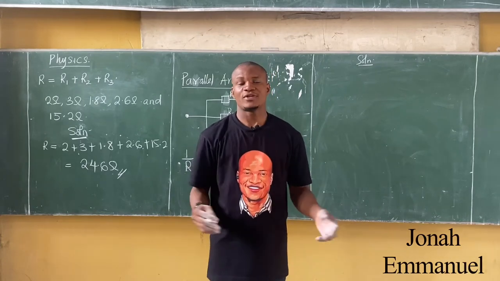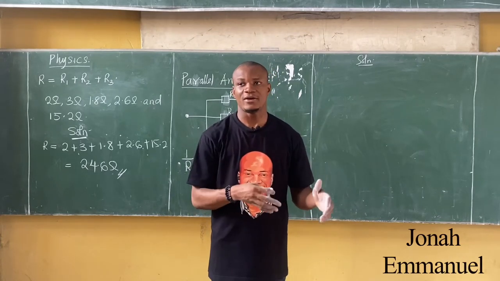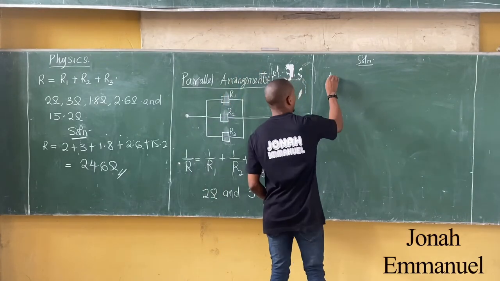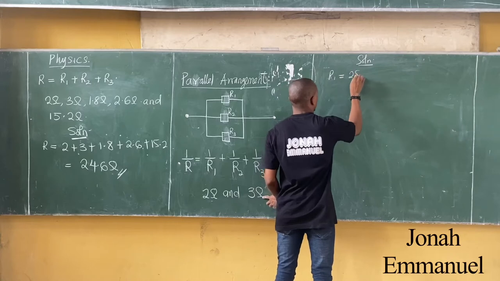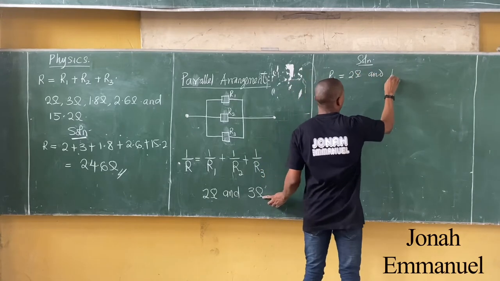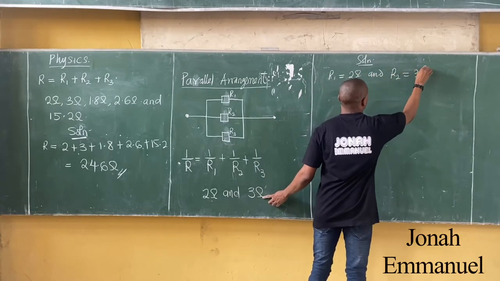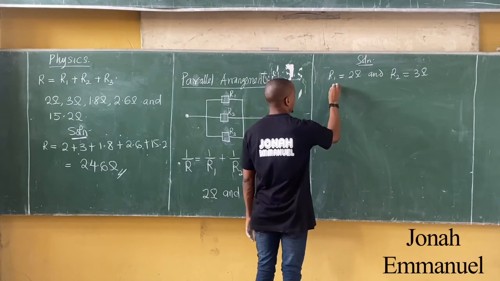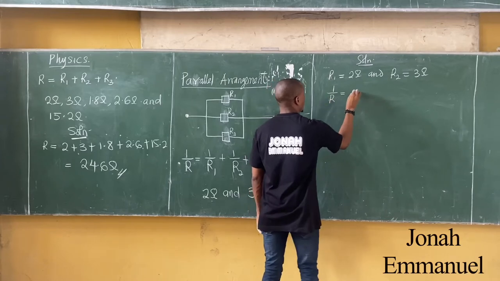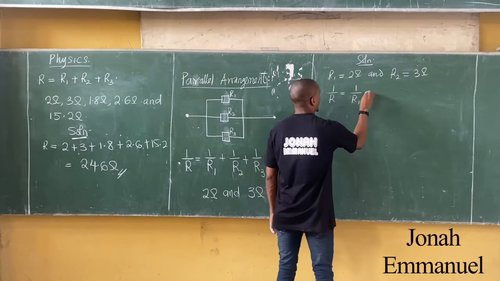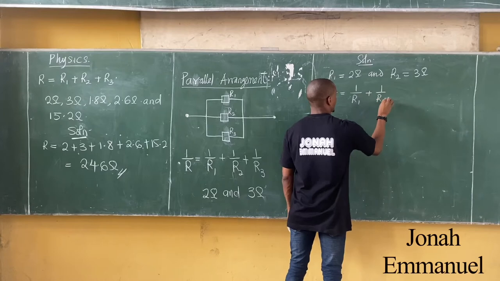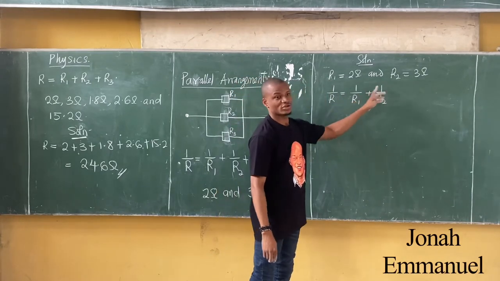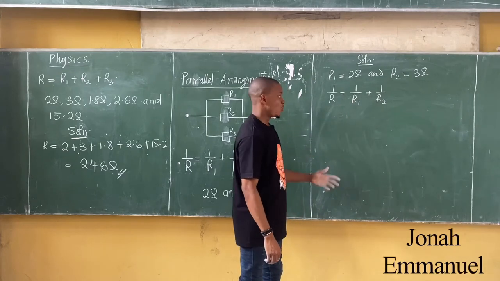Okay, so of course for this case, it's a parallel arrangement of resistors. I'm having two of these. I'll call R1 equal to 2 ohms and R2 equal to 3 ohms. To get the equivalent for parallel arrangement, we said 1 over R is equal to 1 over R1 plus 1 over R2 plus 1 over R3 plus etc. But since I have two resistors, I'll just use R1 and R2. Work this out, what do we get?